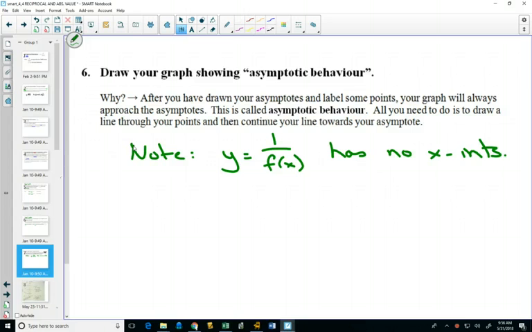A 1 over f of x graph has no x-intercepts. Remember, how do you find an x-intercept? You'd make y equals 0. And the only time a fraction is equal to 0 is if the numerator is equal to 0. And since we have a 1 in the numerator, in this situation, you will never have an x-intercept.